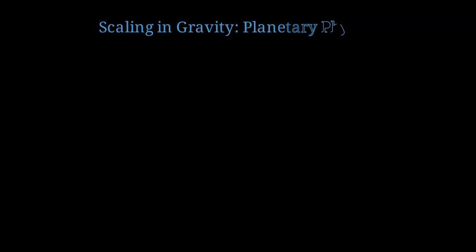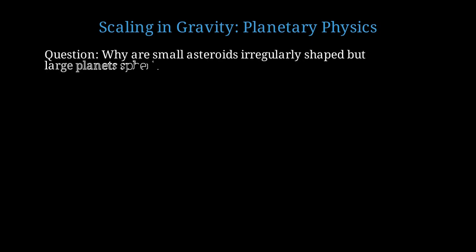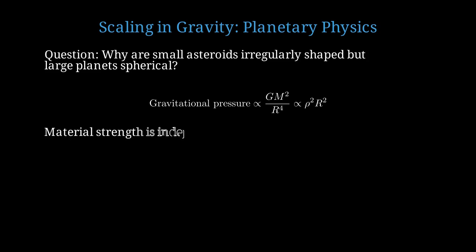Let's consider how gravity and planetary properties scale with size. Here's an interesting question. Why are small asteroids like tumbling potatoes, but large planets are nearly perfect spheres? The gravitational pressure at the center of a body is proportional to density squared times radius squared. But the material strength that resists deformation is a property of the material and doesn't depend on size.